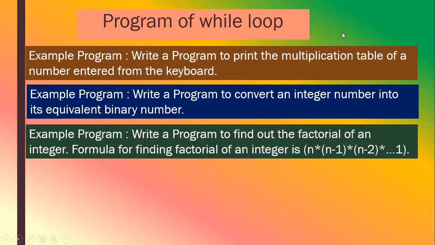Another example of while loop, the third example: write a program to find out the factorial of an integer. The formula for finding the factorial of an integer is shown over here. By using the while loop, we have to find the factorial of any integer that has been entered by the user through the keyboard. Now let's start the programming on Turbo C++.